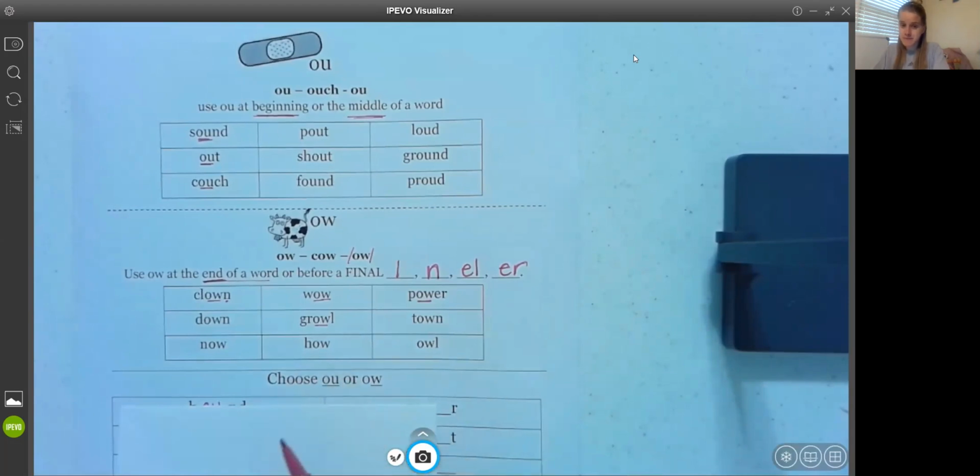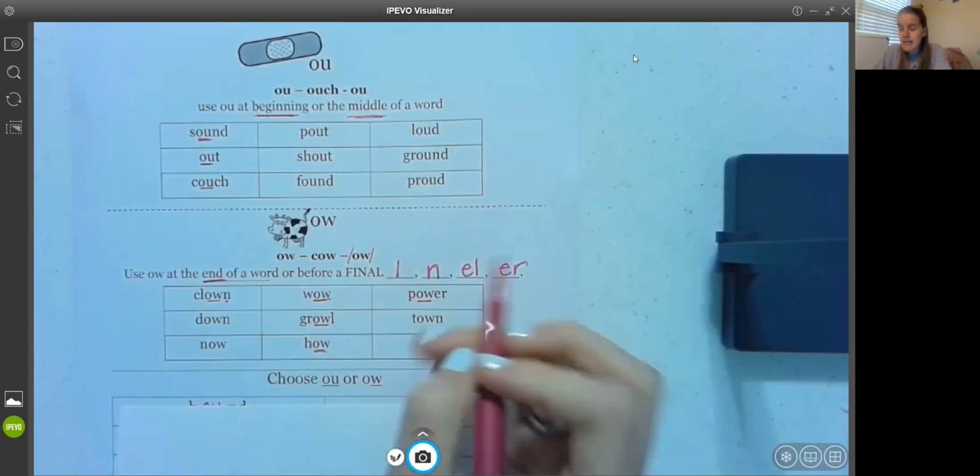So if you see this word right here, OW is in the middle of the word. Well, you would think OU would say ow there, but it doesn't because it ends with the L. So g, r, ow, growl. And then here and here, they're both at the end of the word, ow, or ow.